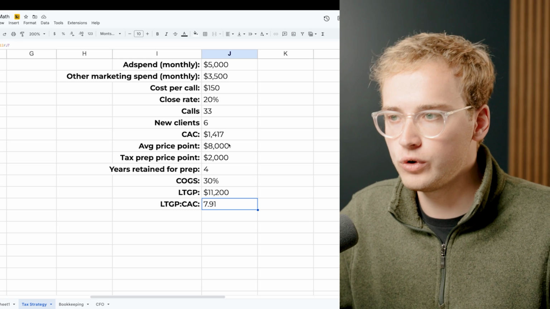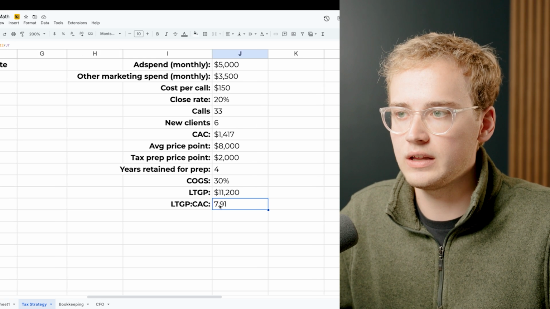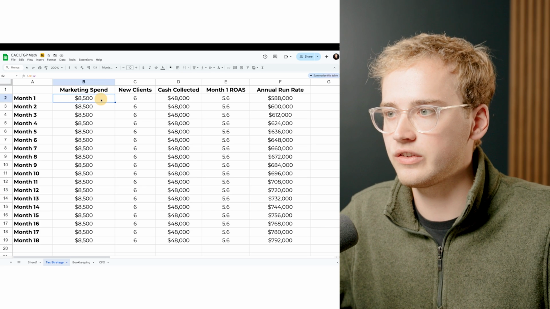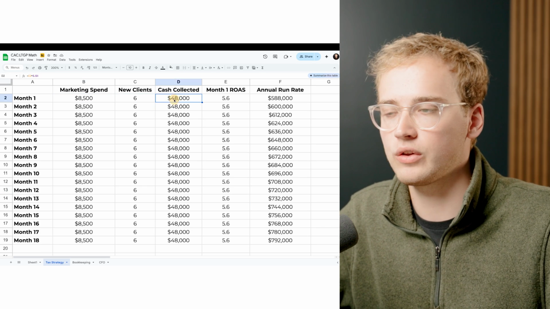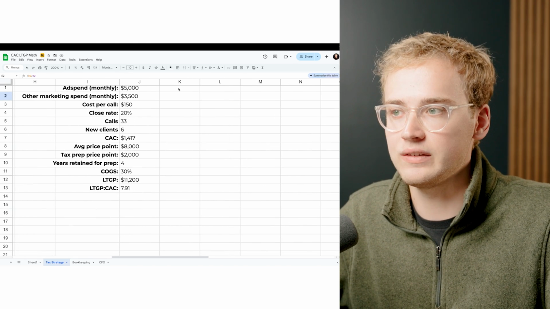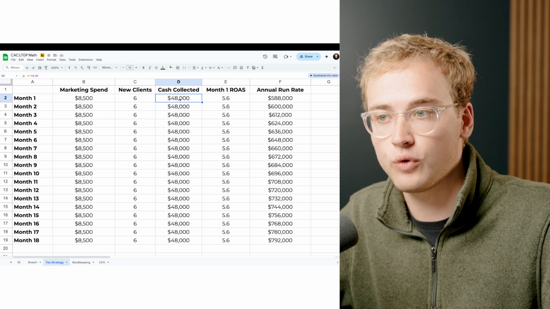How do we improve these stats, right? Because this isn't bad. If you're getting 8 to 1 on your money, it's not bad. You can see that if this firm is getting, let's say, 6 new clients a month, they're collecting 48 grand a month, they're getting about 5.5x on their money immediately, right? So they spend 5,000 on ads, and that same month they're going to collect 48,000.